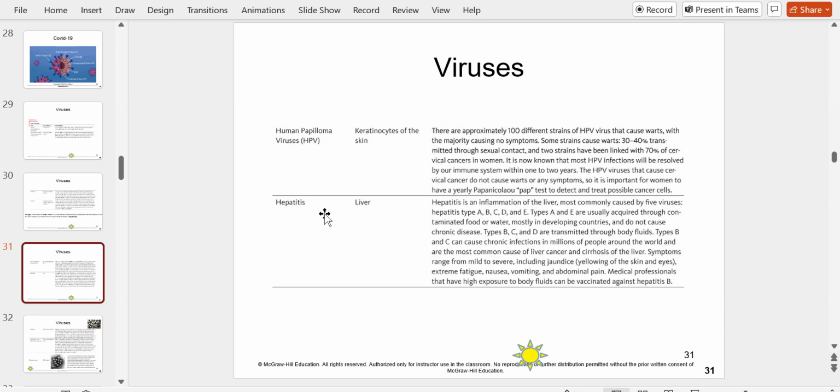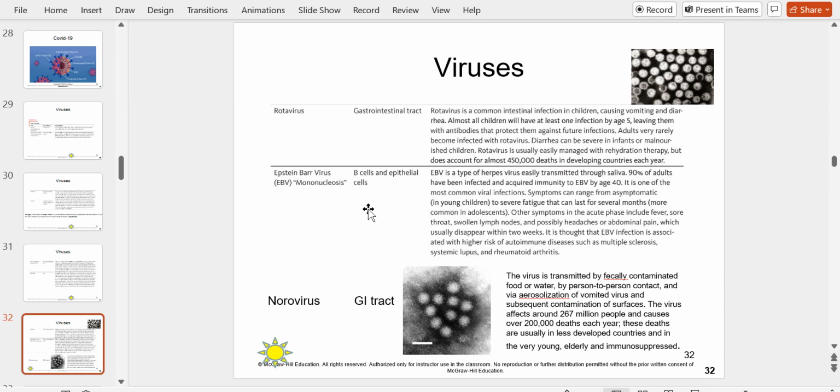Hepatitis. There's A, B, C, D, and E. You can get vaccinated for these ones too. I recommend doing that before you go down south and drink contaminated water. Hepatitis C is a bad one for sure. It attacks the liver. There's rotaviruses, Epstein-Barr viruses. Please have a read of these for sure. It's all good for you.